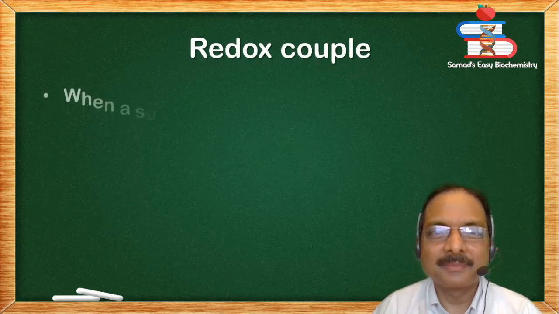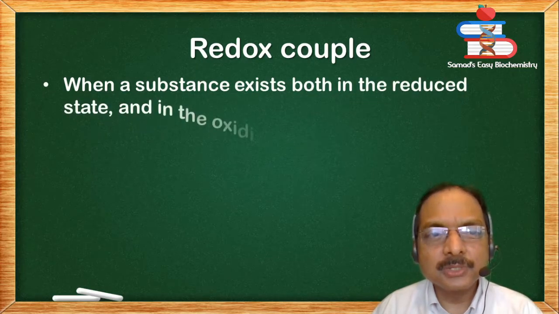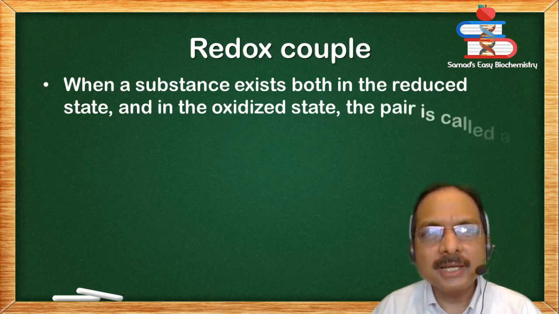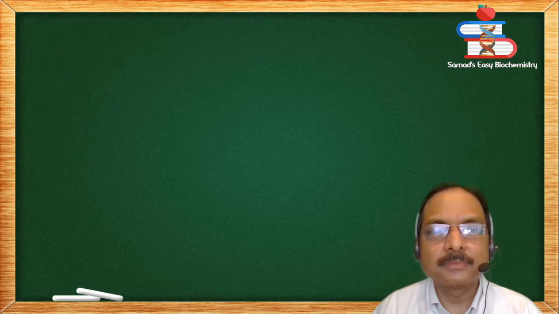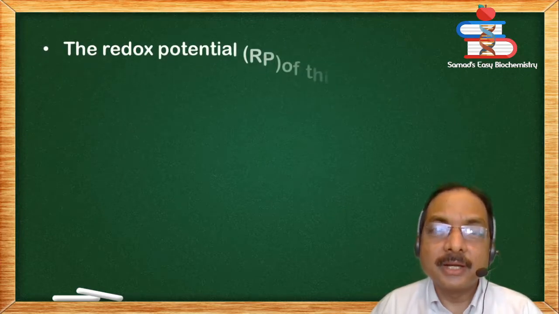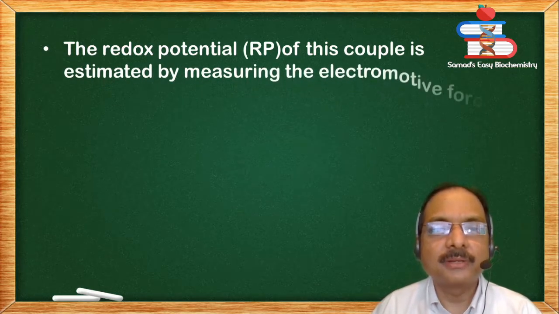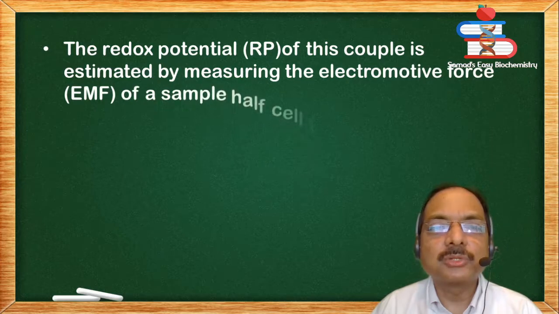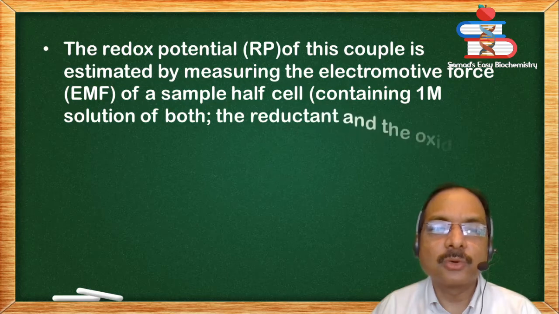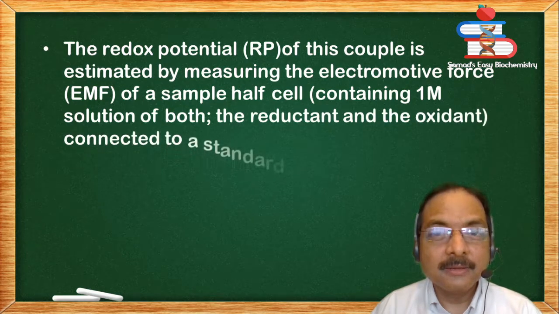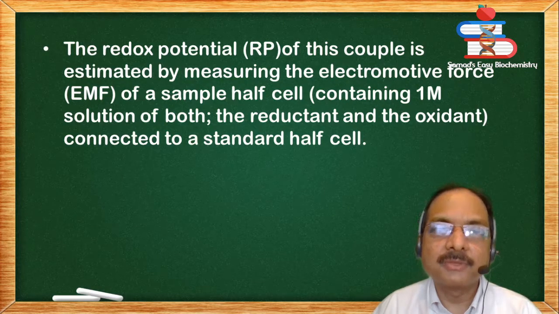Redox couple. When a substance exists both in the reduced state and in the oxidized state, the pair is called a redox couple. The redox potential of this couple is estimated by measuring the electromotive force, EMF, of a sample half cell containing 1 molar solution of both the reductant and the oxidant connected to a standard half cell.